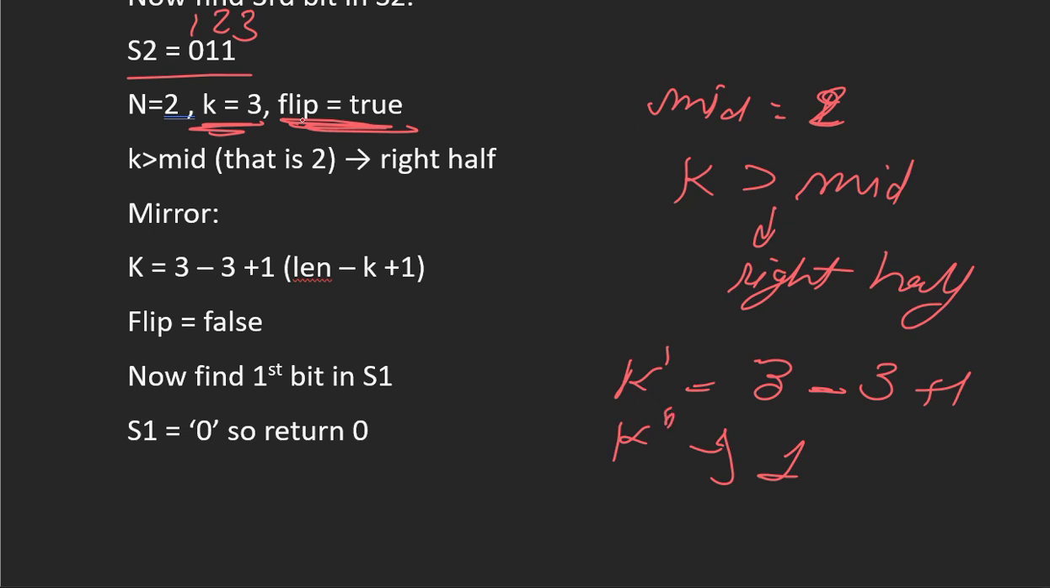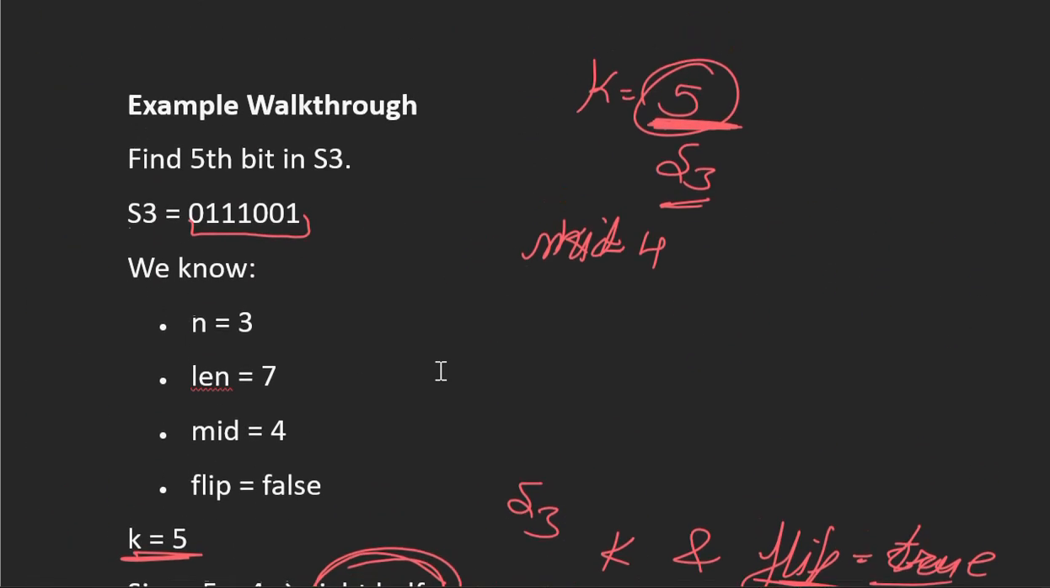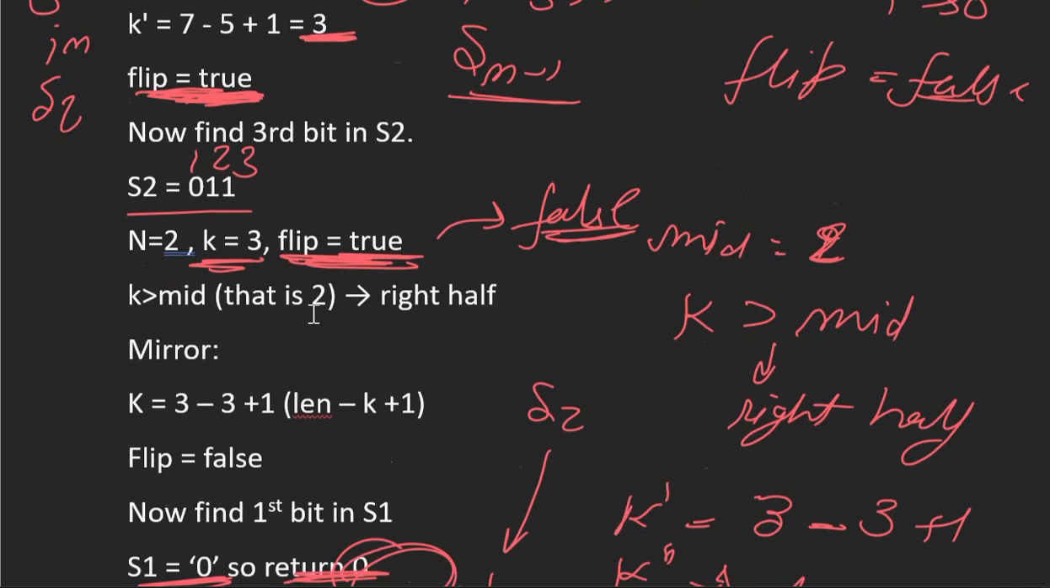Now previously our flip is equal to true. So what we do is again we move to the right half. So we make flip false, true to false, right? So currently we are in S2. So we will find the k dash bit in S1, that is the first bit in S1. And as we know S1 is always 0, so we'll be directly returning 0. And as you remember, our fifth bit is 0 only in this string.